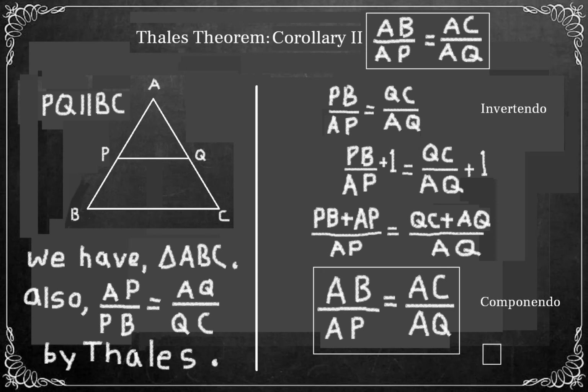Then do the same steps as before, such as add 1 to both sides. By componendo, we have that AB over AP equals AC over AQ. Since the white boxes match, we are done.